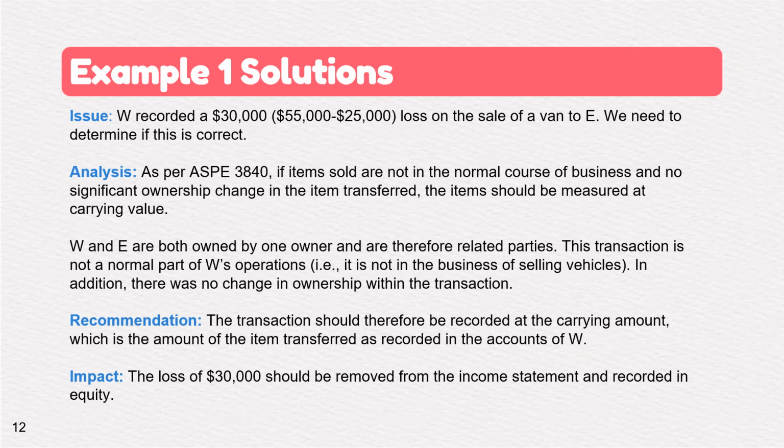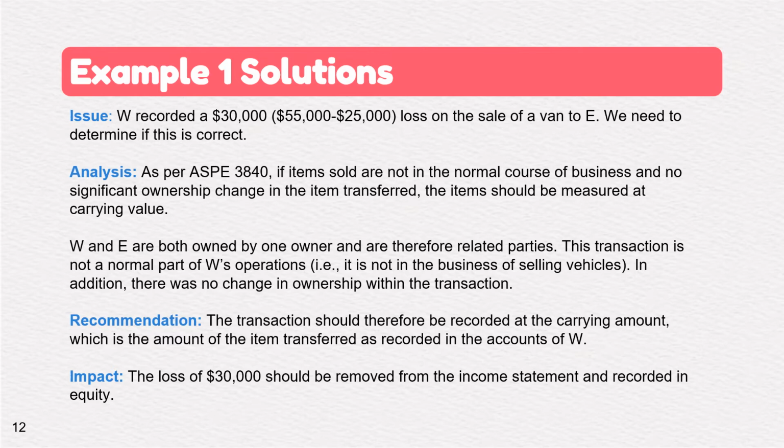So now let's look at the solution I wrote for this example. The issue is W recorded $30,000 loss on the sale of a van to E. We need to see if this is actually appropriate. So the analysis is, as per ASPE, if items sold are not in the normal course of business and not significant ownership change in the item transferred, the items should be measured at carrying value.